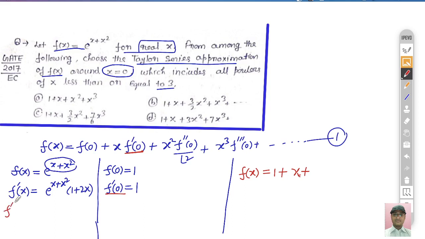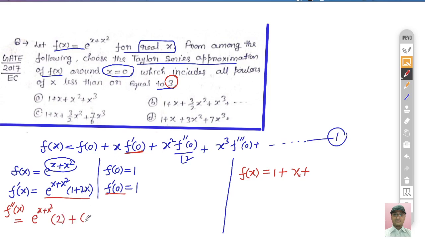Now again we calculate f double dash x, because we have to calculate up to power 3. So x cube must be there, and in all these 4 options it is given. Once you calculate the second derivative, what will you get? Second derivative means you have to differentiate 2 times, right? So you have this function, you just differentiate one more time. The first function is x plus x square, whose differentiation is 1 plus 2x, which is 2, right? You differentiate this with respect to x and you will get 2.